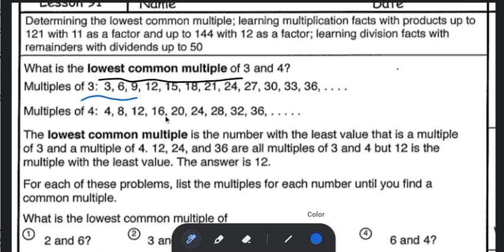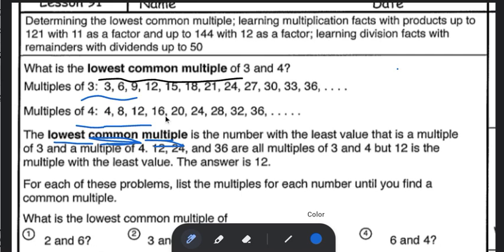The multiples of 4 are 4, 8, 12, 16, 20, 24, 28, 32, 36. So just keep going like that. So the lowest common multiple means the lowest number that both lists of multiples have in common, or that are the same.